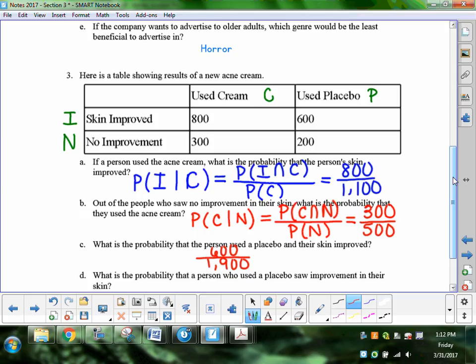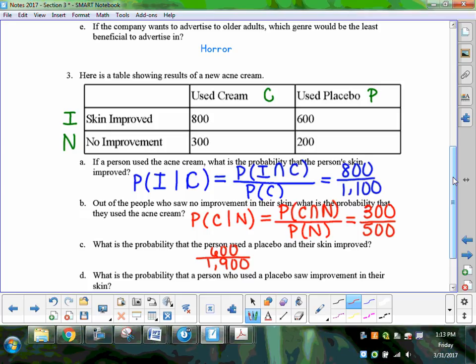How many people got better from the placebo? 600. Well, and this is, sorry, out of the people who, it's not as though this is a drastically different number than this one. Looking at their skin improved. So this is the desired outcome when you take an acne cream.